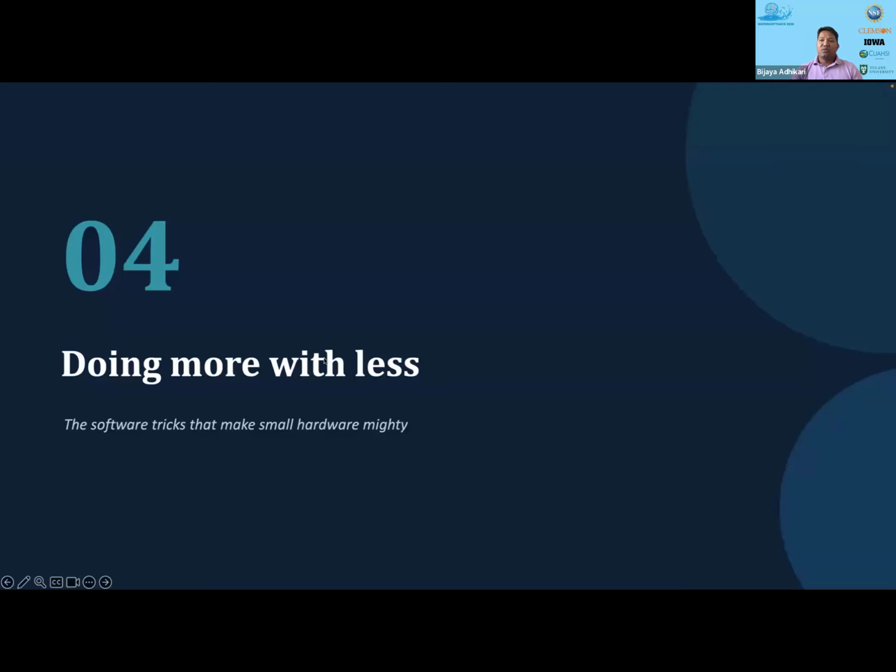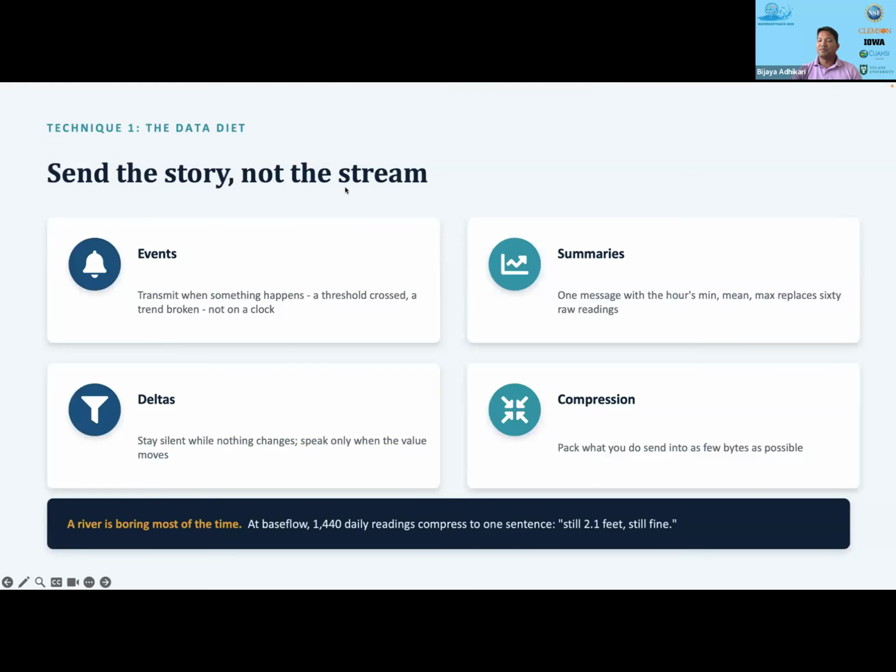Okay, all right. So what kind of software can we run on the edge devices? The main story is don't send everything. Send the story or send the alert, not the entire stream of data that you sense. So you can send events, transmitting when something happens: a threshold is crossed or a trend is broken, the water level rose before, I don't know, rainy season. Something unique happened, detect that and send that.